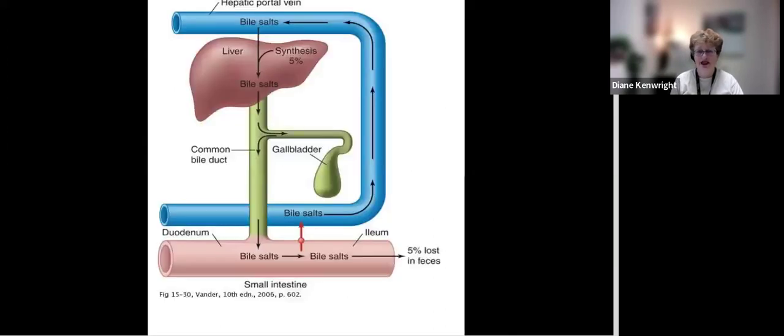Here we go. So here is a diagram of bile salt circulation that has been taken directly from your ELM notes. So remember, bile salts can be made. Some go to the gallbladder, some go out. Then they get reabsorbed after they've gone into the intestine and recycled. Only 5% is lost in feces.